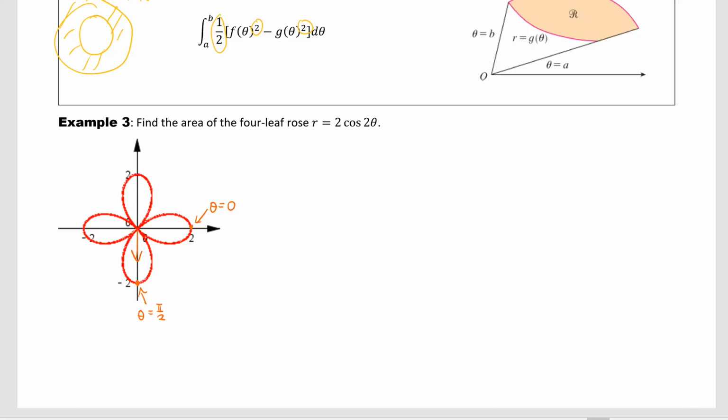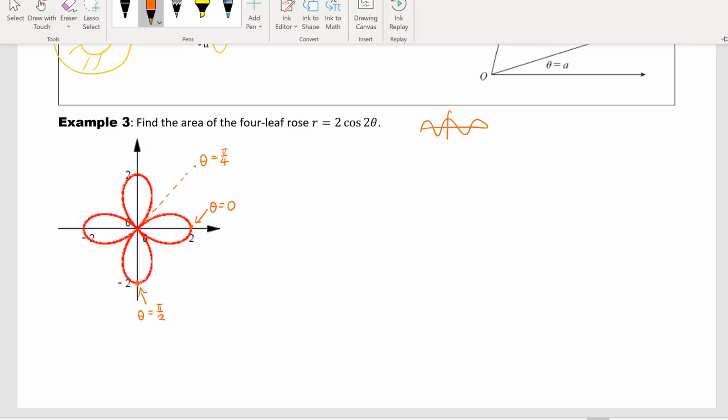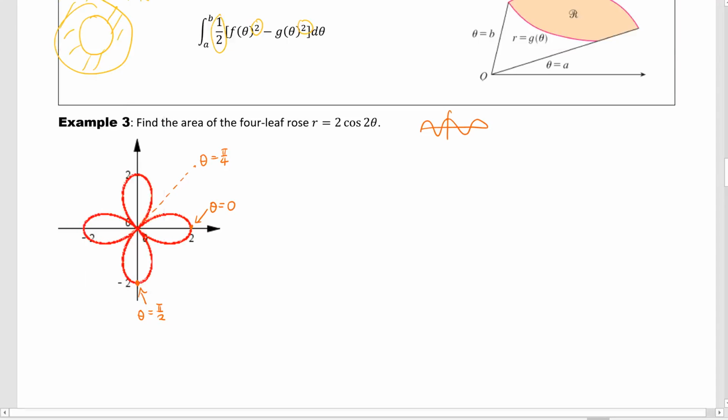Okay, how about pi over 4? Yeah, so we want to figure out how these points travel. So how about pi over 4? Well, cosine pi over 4 times 2 is pi over 2. Cosine pi over 2 is 0. Like cosine looks like that. Cosine pi over 2 is 0, so we get 0. So at pi over 4, r is 0, so we actually get the origin. Okay, so we get the origin. Let me use a blue so you can see.